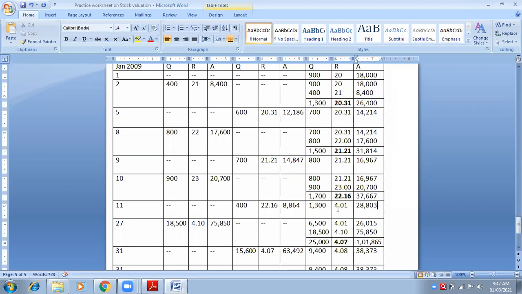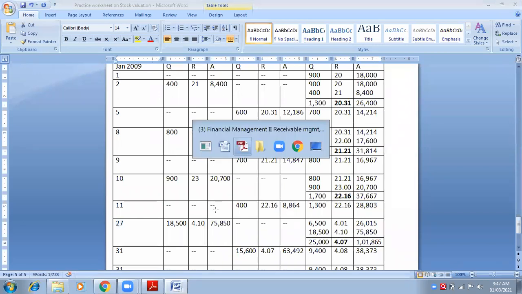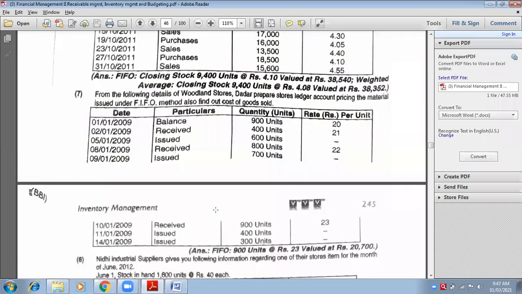Now, 28,803 divided by 1,300. You will find the same rate, 22.16. Same rate as the weighted average rate. Both rates should match. So 22.16. Okay.